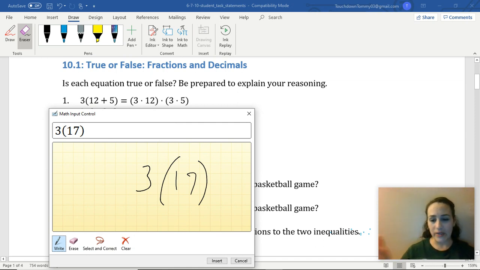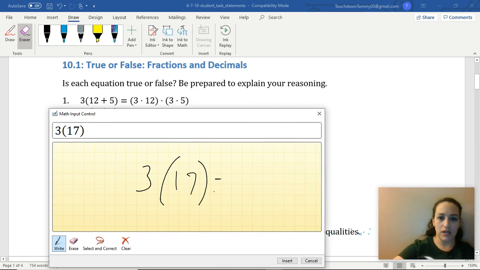So we have 3 17s or 3 groups of 17. Whenever there's a number attached to the parentheses like that, it's really multiplication because we have 3 groups of that. So 3 groups of 17. Well, I know that 3 groups of 10 would be 30. 3 groups of 7 would be 21. So 30 and 21 together would be 51. So I know that 3 times 17 is 51.